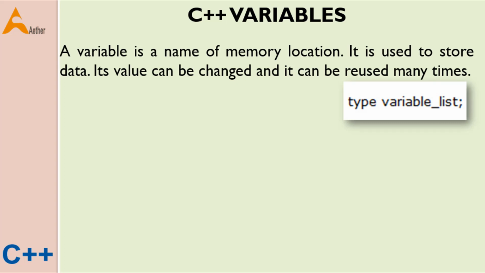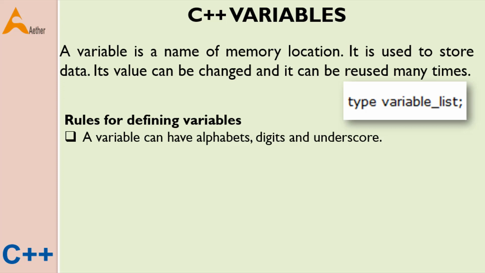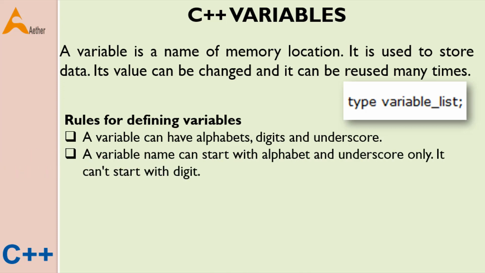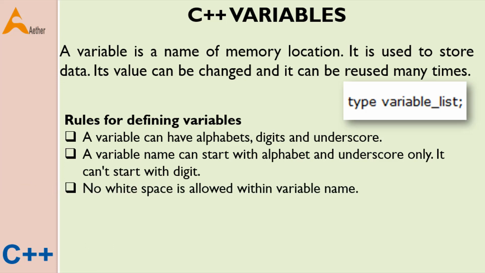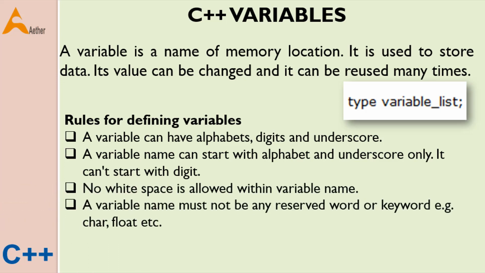Let's discuss rules for creating variables in C++. A variable can have alphabets, digits, and underscore. A variable name can start with an alphabet or underscore only. It can't start with a digit. No white space is allowed within a variable name. And a variable name must not be any reserved word or keyword like char, float, etc.